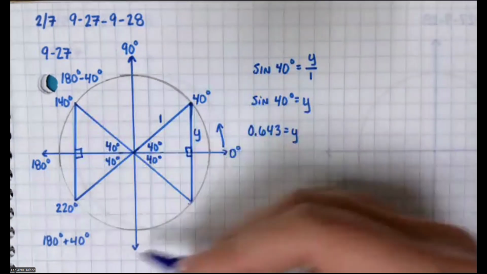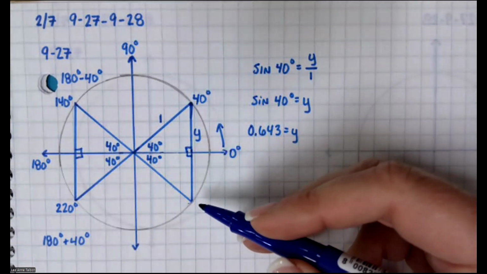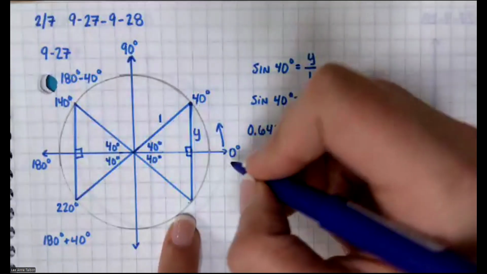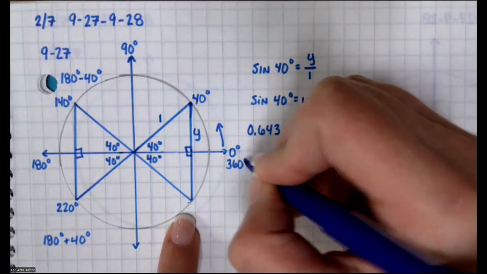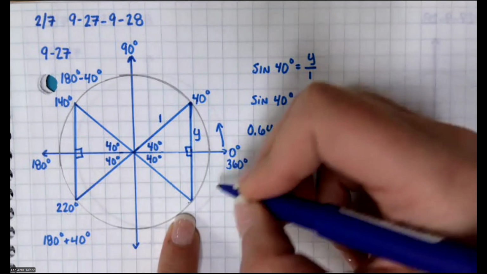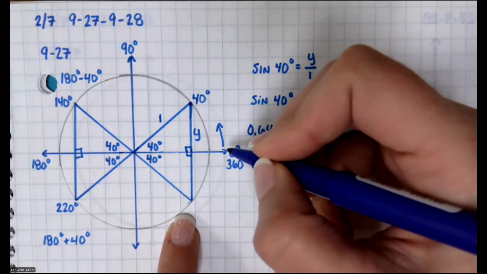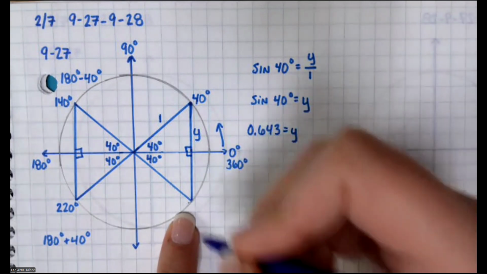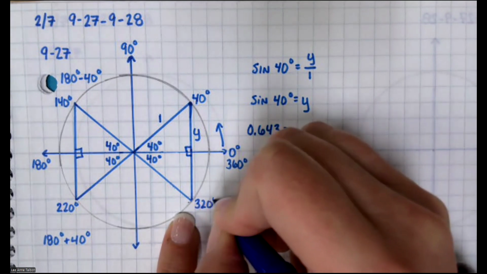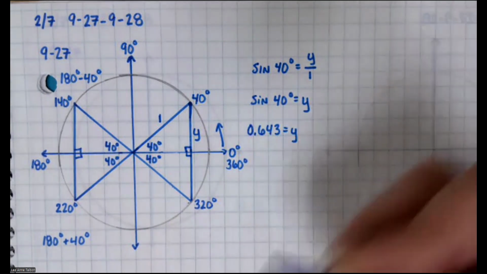And then for quadrant 4, I go all the way around the circle, which is 0 and 360. And I go 360 all the way around, and then I back off 40, 320.